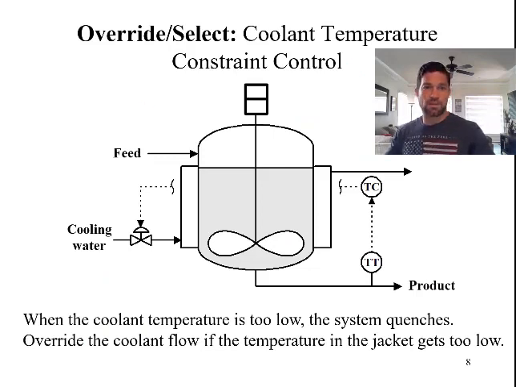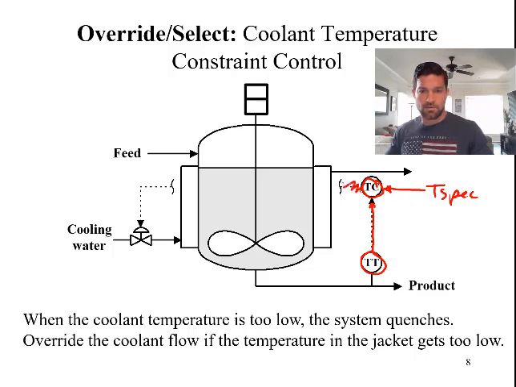All right, let's look at another example that's similar, but quite different. Okay, so we're going to have an override select control with coolant temperature constraint control. In this system, we have a reactor that has a cooling water jacket, and the primary control objective is to keep the temperature of the product stream at a specified temperature, T specified.